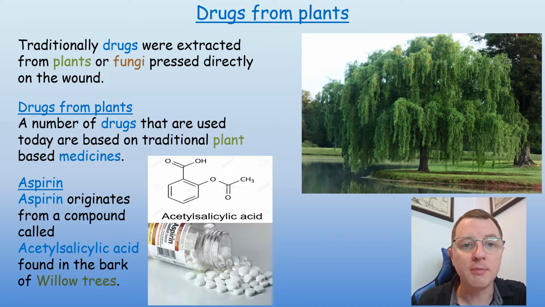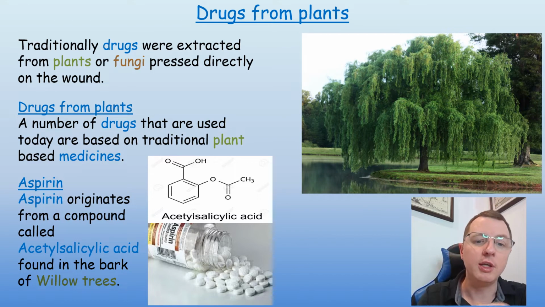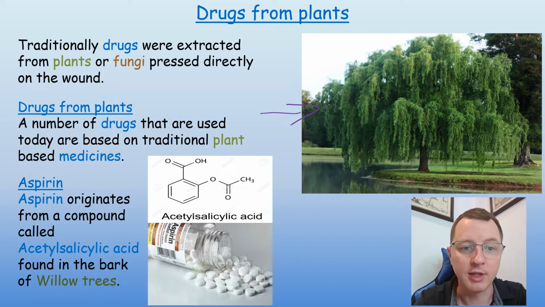So traditionally drugs were extracted from plants or fungi and pressed directly onto a wound that you may have been suffering with. One example of this is the medicine traditionally derived from the plant the willow tree, and we've got a willow tree here. So the bark of the willow tree would have been given to people to chew or to place on their foreheads if they were suffering from a headache.